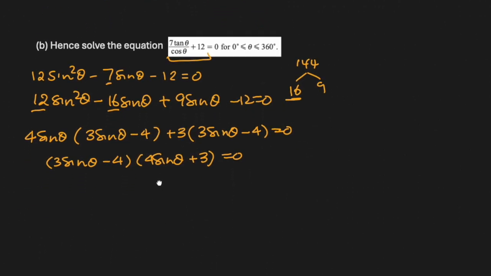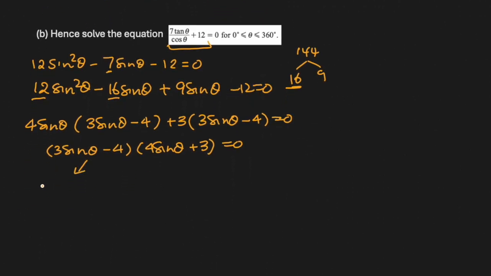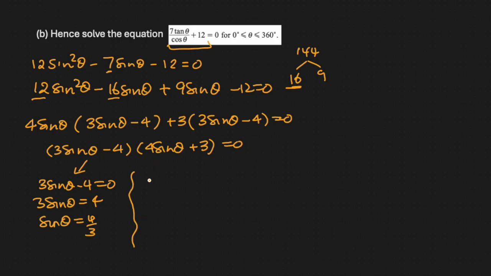So now we get two solutions out of this. This one will give us 3 sine theta minus 4 equal to 0, so sine theta equal to 4 over 3, positive. And this one gives us, in a similar way, sine theta equal to negative 3 over 4. So they are negative reciprocals of each other. These are the two solutions, but we want angles between 0 and 360 degrees. Let's focus on this one first. So let's do it here.